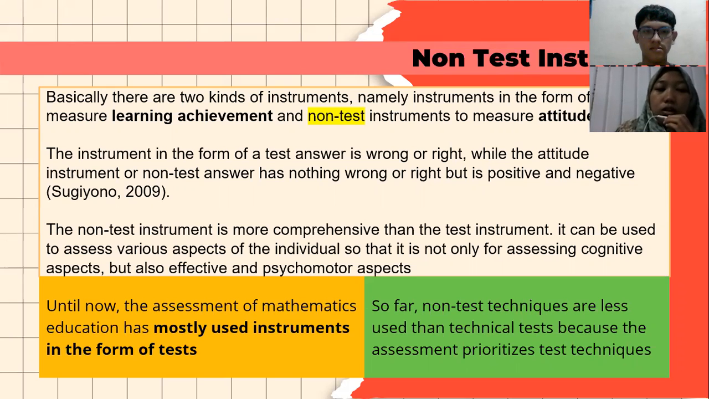By Sukiono, 2009, the non-test instrument is more comprehensive than the test instrument. It can be used to assess various aspects of the individual, not only the cognitive aspect, but also the affective and psychomotor aspects. Until now, the assessment of mathematics education has mostly used instruments in the form of tests. So far, non-test techniques are less used than test techniques because the assessment prioritizes test techniques.